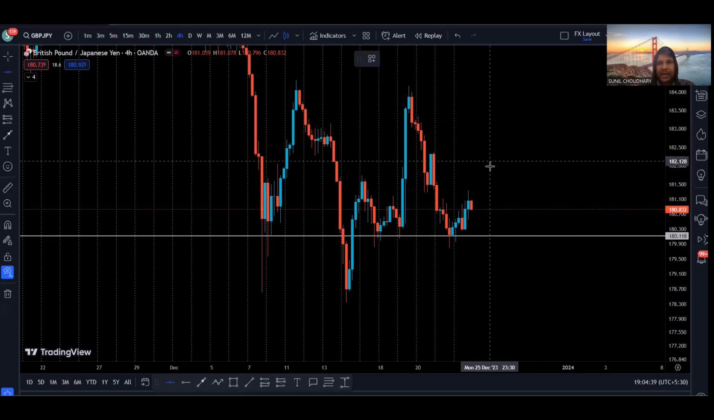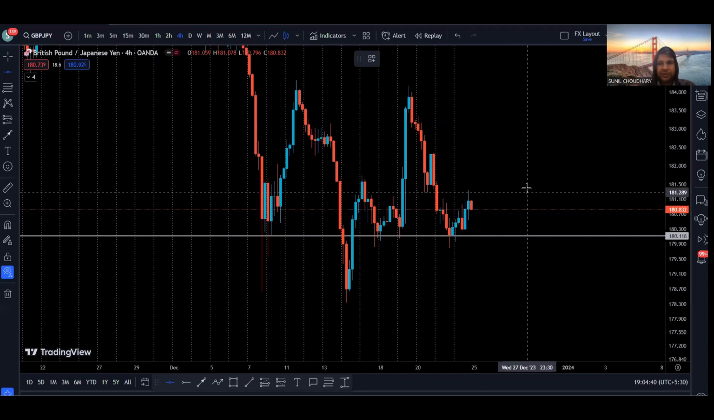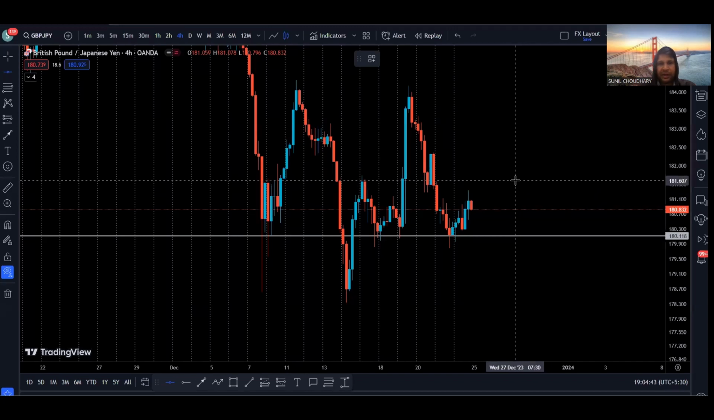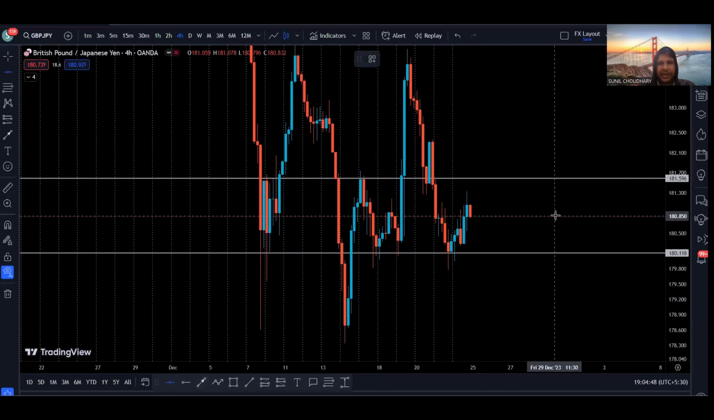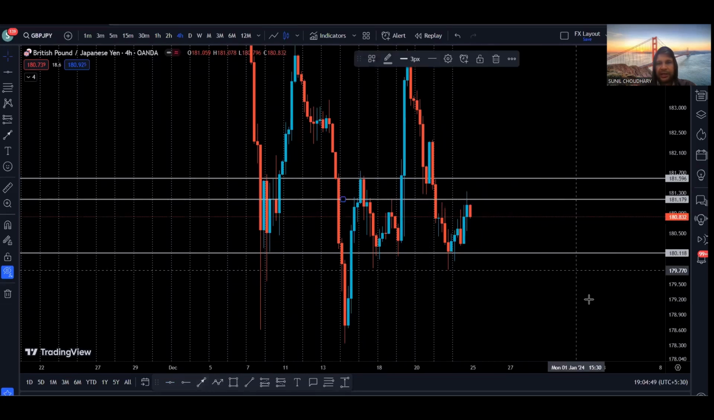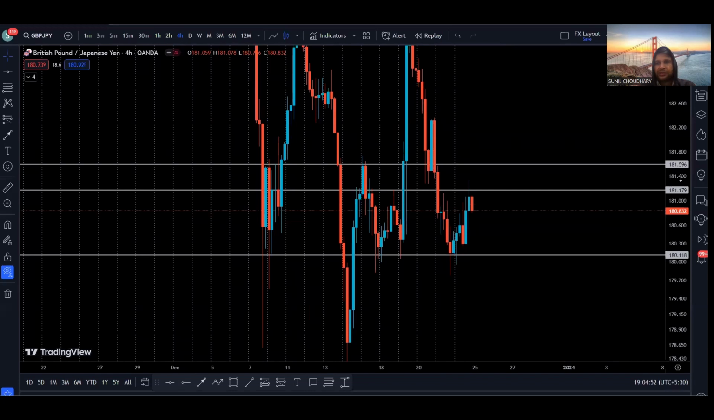Also, let's look at where the resistances are. So we can see that we have a level here. We have that one as a level, and there is another level right here as well. So in terms of the resistance, we can see that resistance, and we have a level here as well. In terms of this one, we have this one as a level, this one is a resistance, and the same resistance as well.